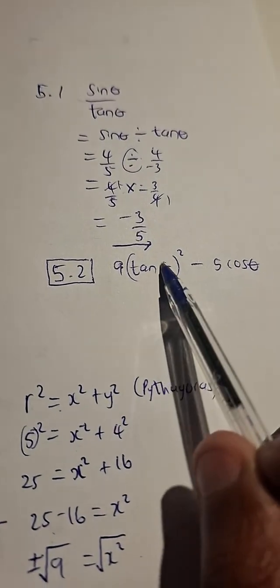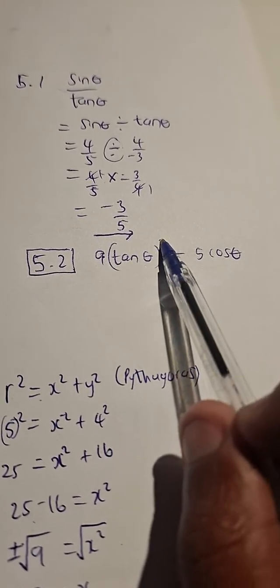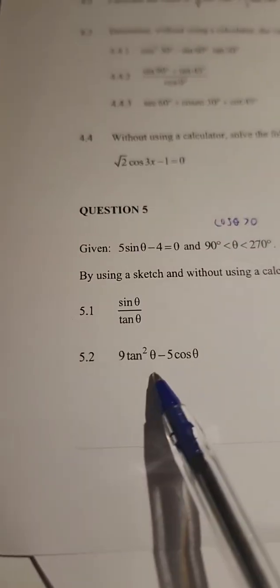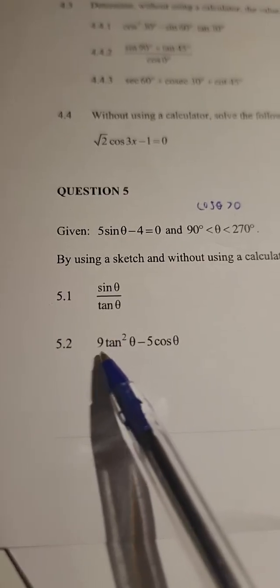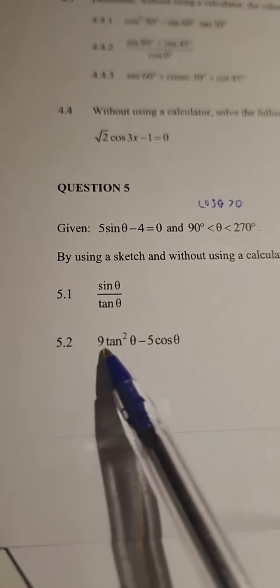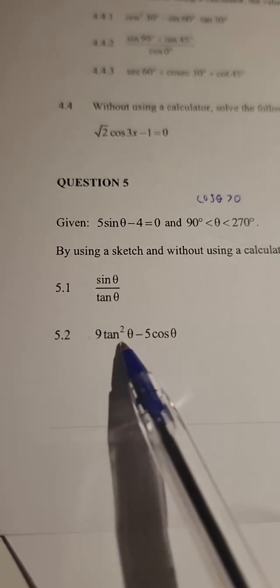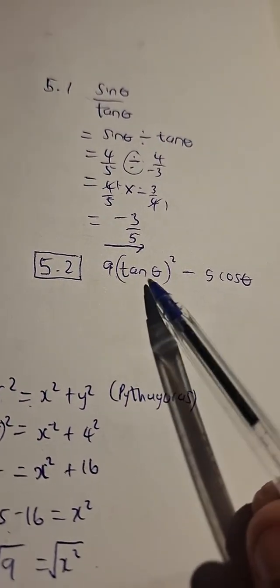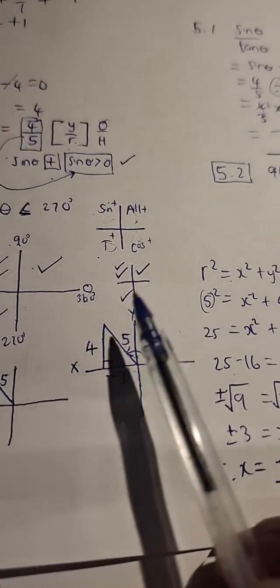The square only affects the trig ratio, not the coefficient. Please, guys, be very careful about that. Okay? Don't square the number. You only square the trig ratio. The coefficient is untouched. Now we can go and read from the diagram.